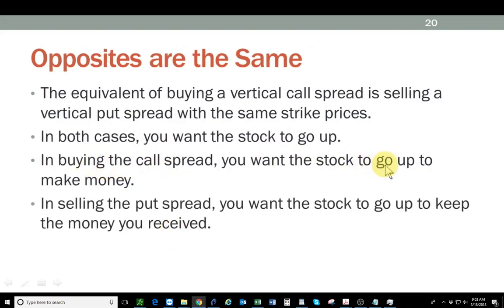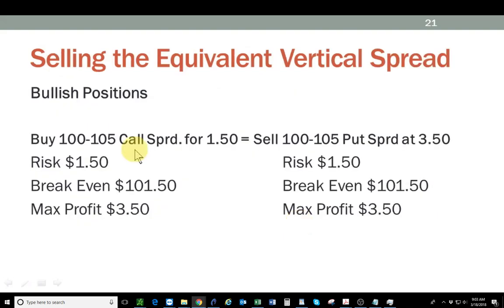In buying the call spread, you want the stock to go up and make money. In selling the put spread, again, you want the stock to go up to keep the money you received. Now, let's continue on. Selling the equivalent vertical spread, bullish positions. Okay, so we're actually looking at this.